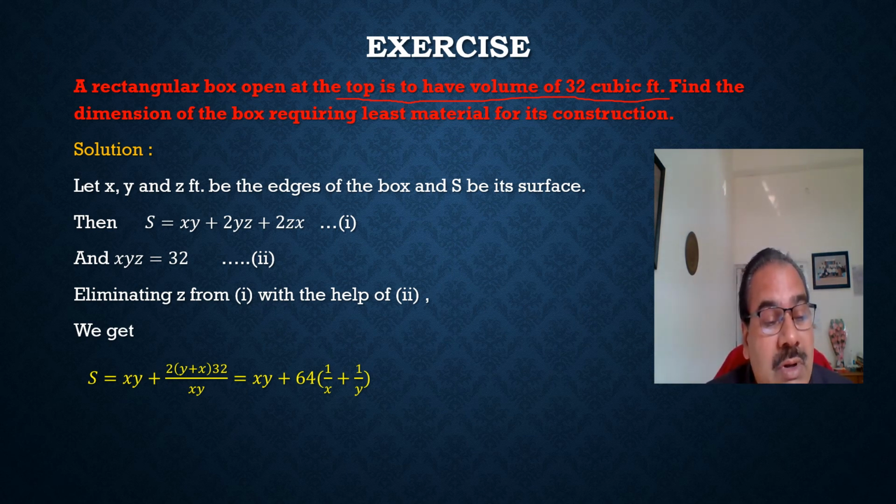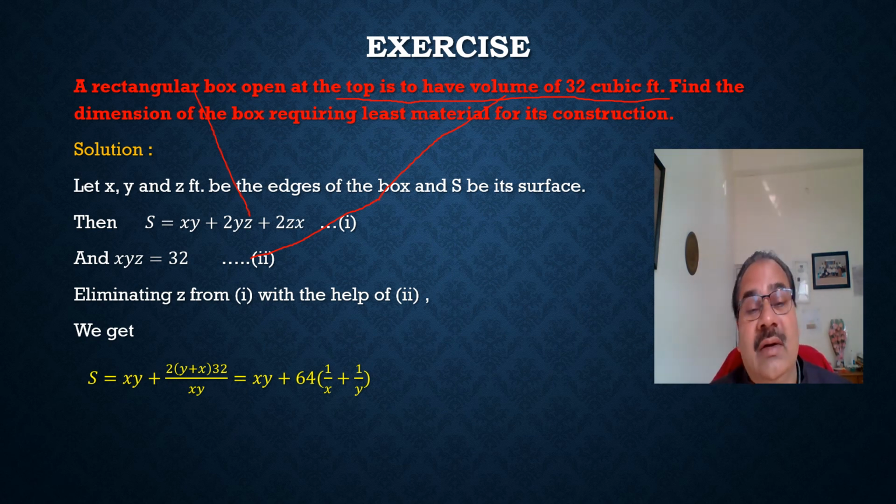First of all, we have to assume x, y, and z feet to be the edges of the box, and S be its surface area. You already know how to calculate the surface area of the rectangular box. This will be S = xy plus 2yz plus 2zx. And the volume xyz is equal to 32, which is given here. So from these two pieces of information, you can develop these two equations.